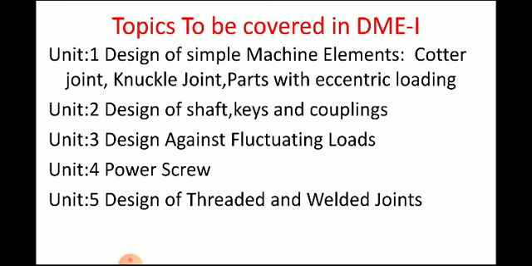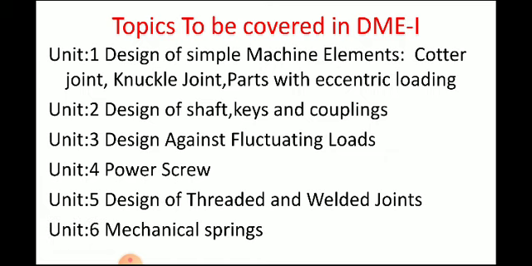The 5th unit is design of threaded and welded joints. We know that threaded joints are there, and welded joints are there. How can they be designed for a particular turning moment? For example, for a 100 Newton meter or 1000 Newton meter turning moment, what should be the diameter of the screw, or what should be the type of weld that we have to design. Design of a threaded joint is a different part, and design of a welded joint is a different part, but these two parts are mixed in your 5th unit.